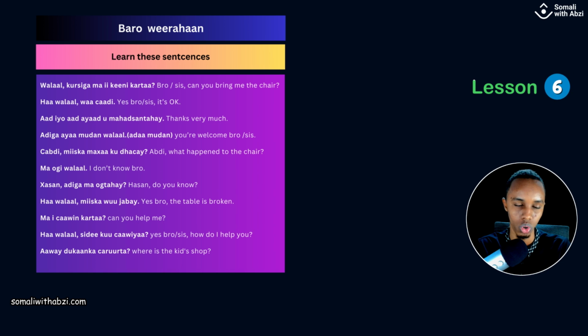What about Aisha? Do you know? Aisha ma og tahay. So you can maybe drop adiga because adiga is you, and we can just say Hassan ma og tahay. Like that.